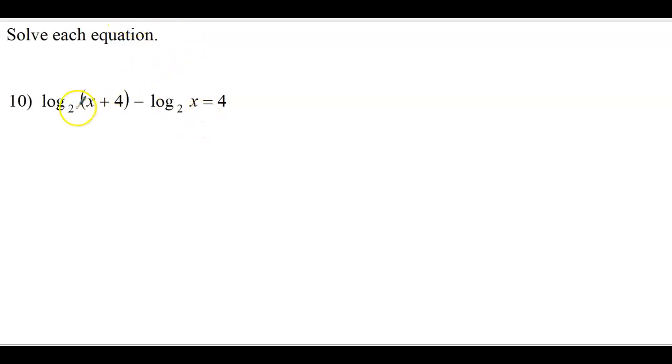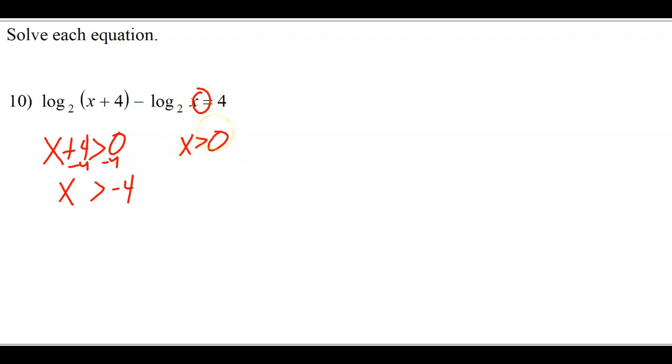Here's another problem with 2 logs. I'll start the right way this time. I'll find my domain. So we take this piece, make it greater than 0, minus 4 on both sides, and we end up with x needs to be bigger than negative 4. And for this one, it's just an x, so that needs to be greater than 0.